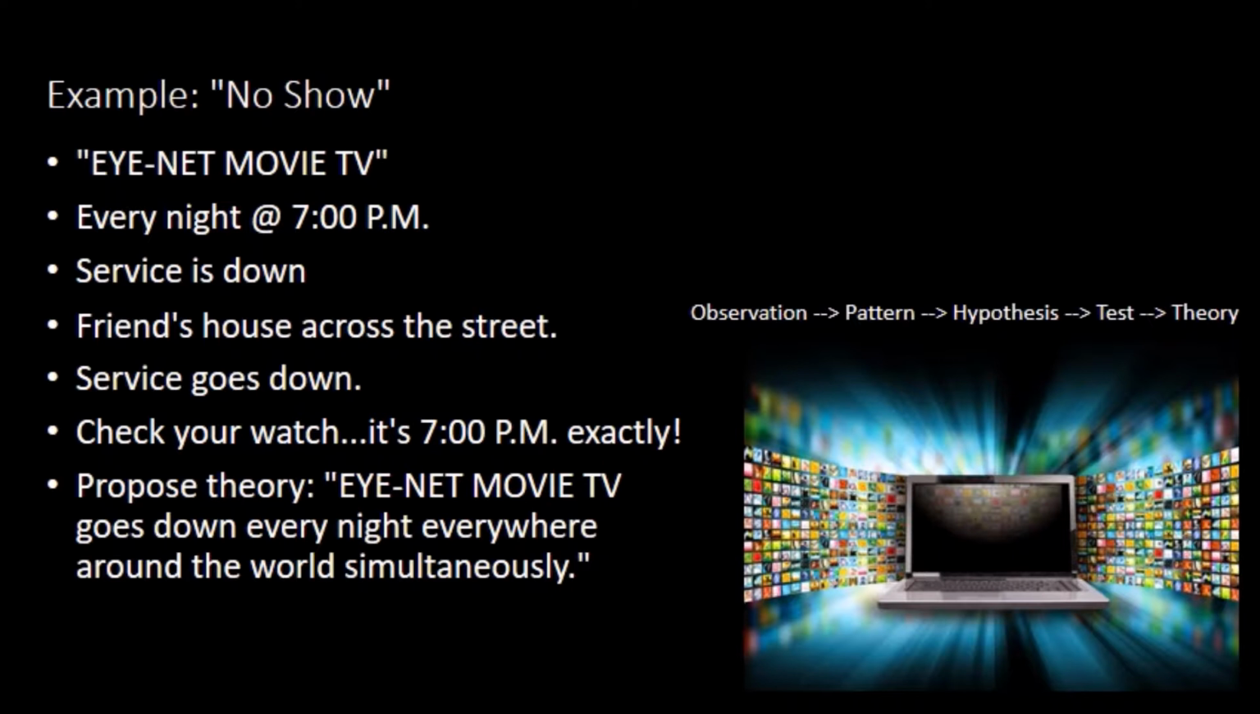So with this example, you start with very detailed facts. Alright, so we're going to break this down. The facts are: one, iNet Movie TV, plus two, service down, plus three, 7 p.m. So you know that there is this relationship between iNet Movie TV, 7 p.m., and service down. And it turns out that every night on iNet Movie TV at 7 p.m., service goes down. Right? So you made this relationship.